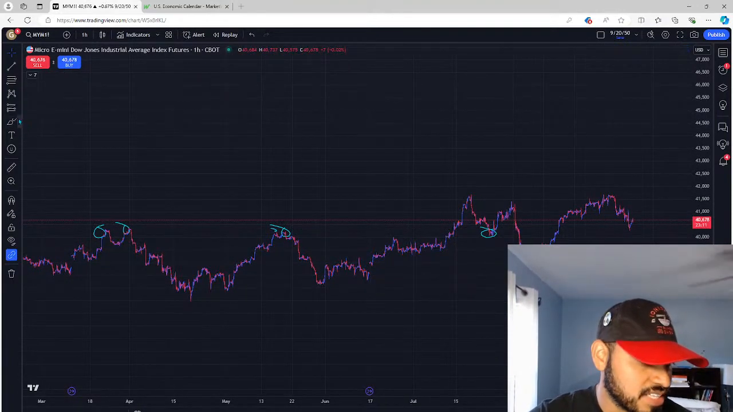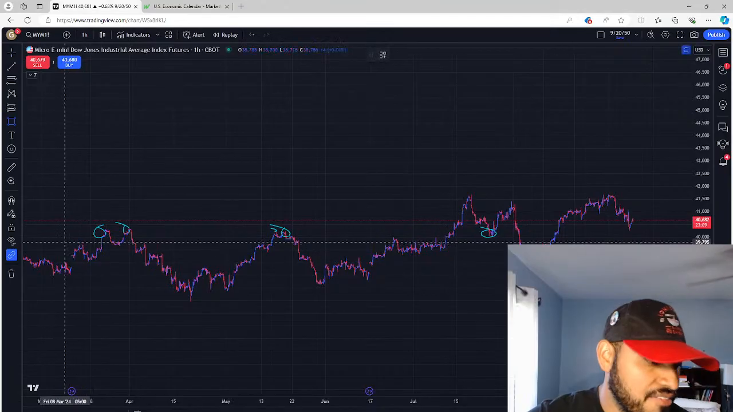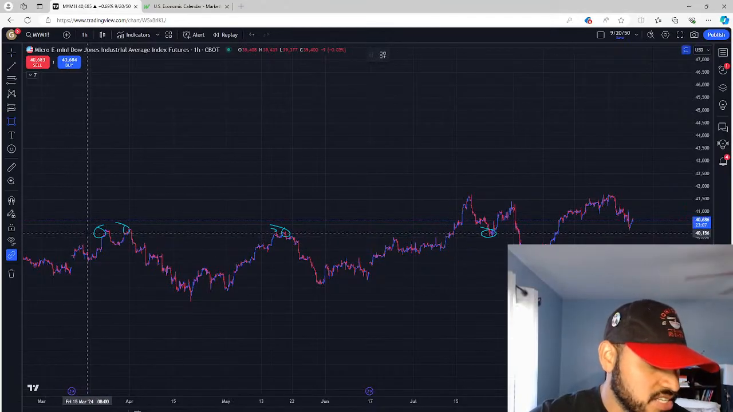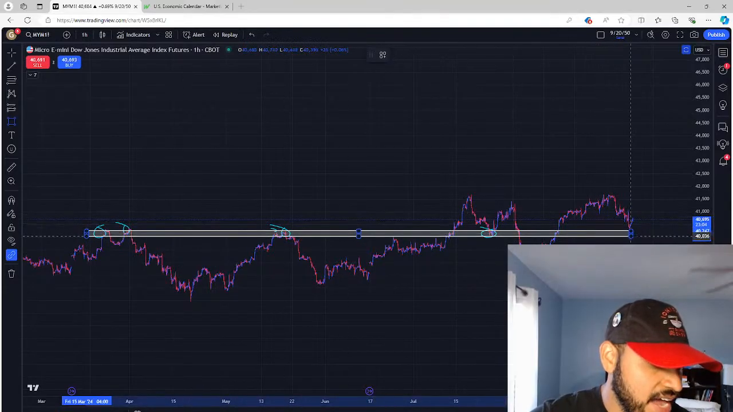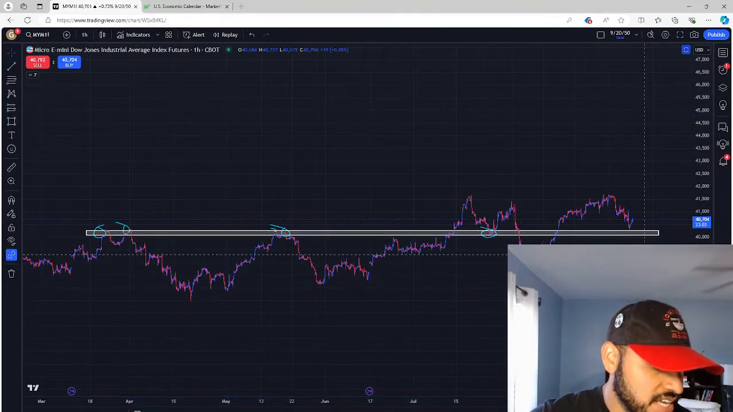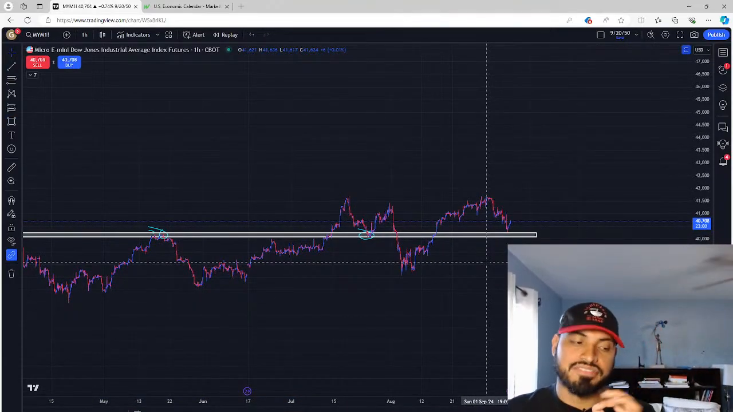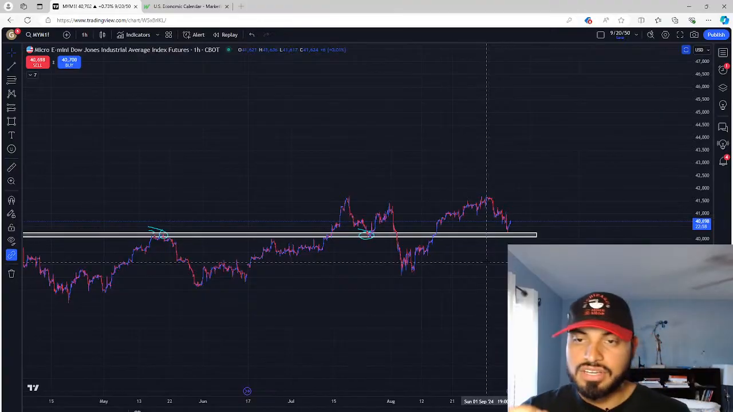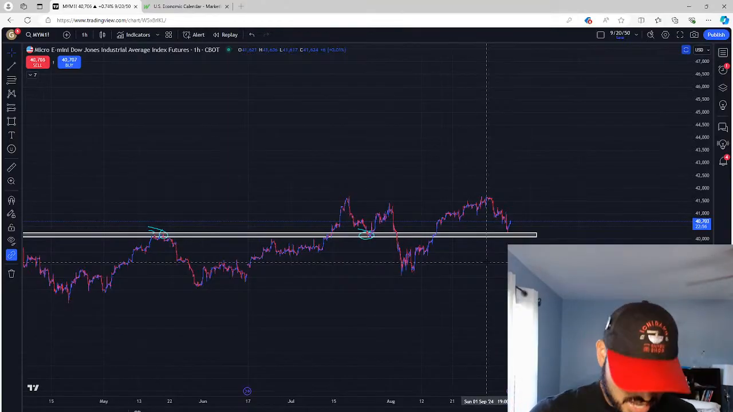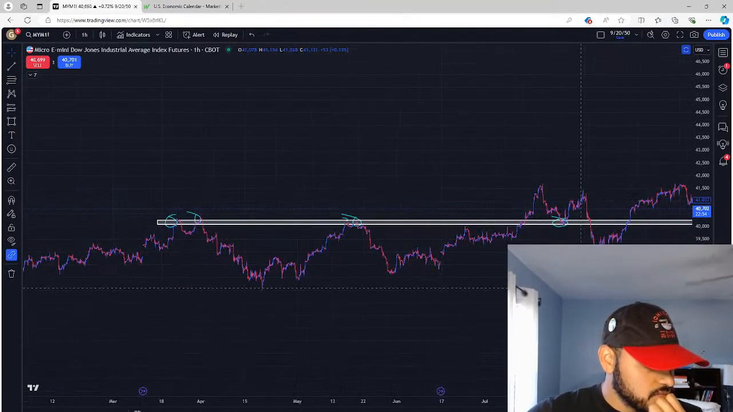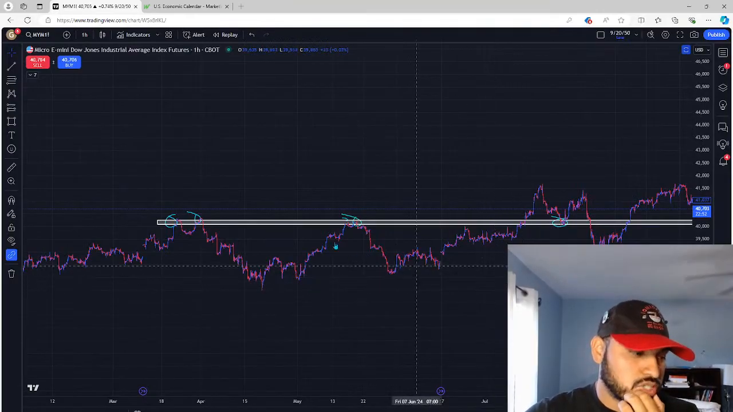So this is a perfect example of effective support and resistance. What we're gonna do, we're gonna go ahead and plot that just like that. So now I have the price range of where price action is trading at. So that's how you guys would do it.